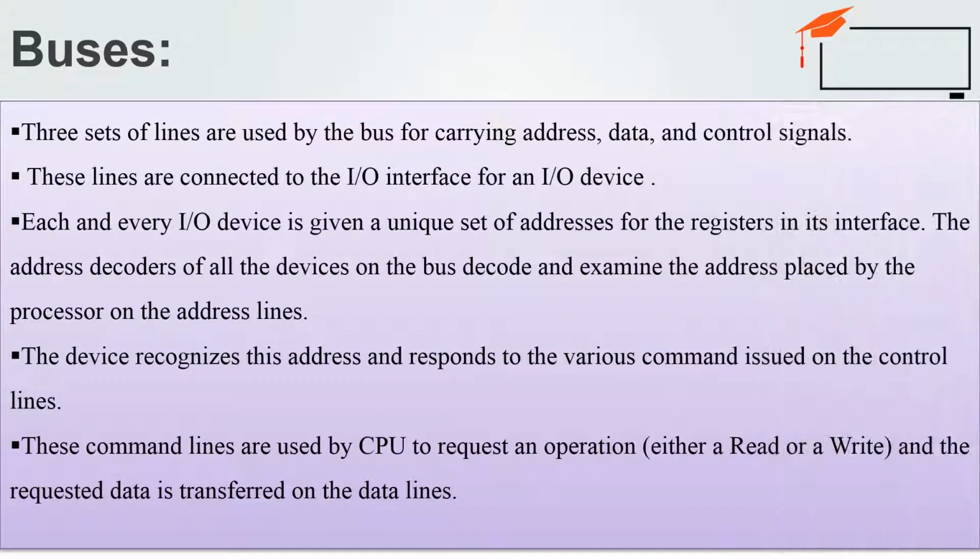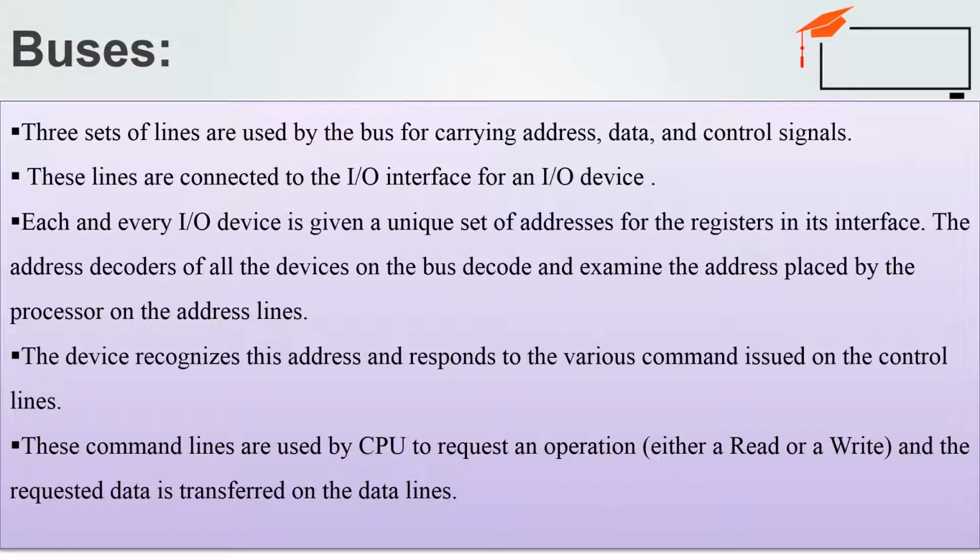The bus uses sets of lines for carrying address, data, and control signals. These lines are connected to the input-output interface for an input-output device. Each and every input-output device is given a unique set of addresses for the registers in its interface.